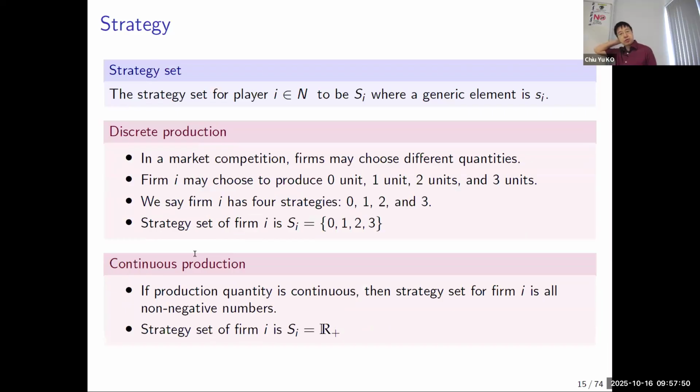And strategy, usually you would be writing a generic element as s_i, and the set is big S_i. That's usually a Euclidean space, maybe one dimension or multi-dimension. In the discrete case it will be 0, 1, 2, 3, and continuous can be any non-negative number. And sometimes the boundary 0 can be an issue. And if this is without bound, without infinity, there can sometimes also be issues.